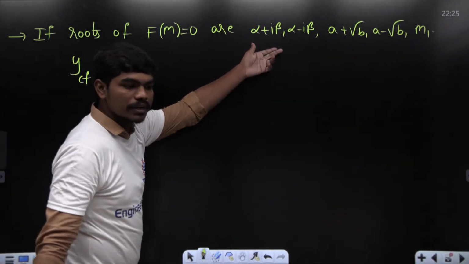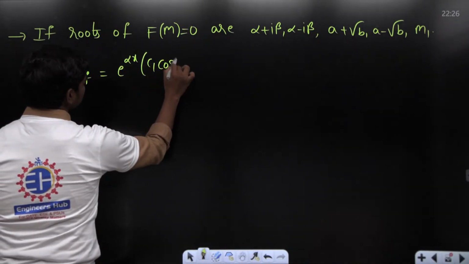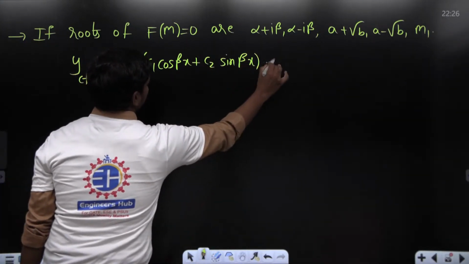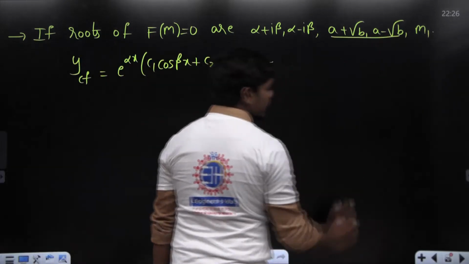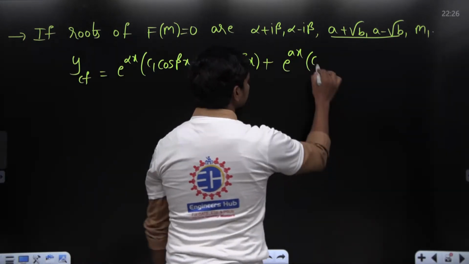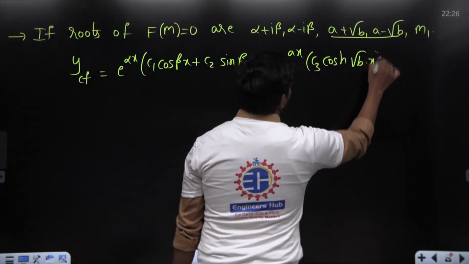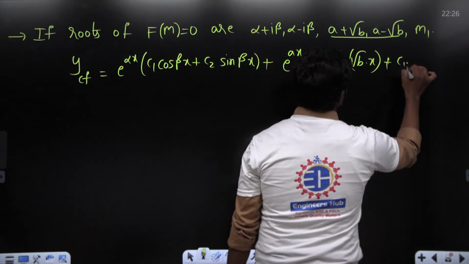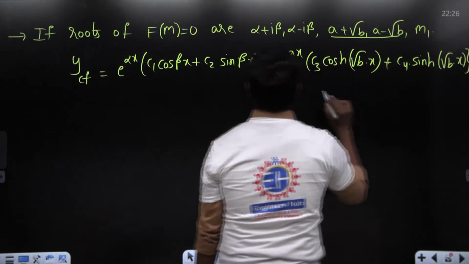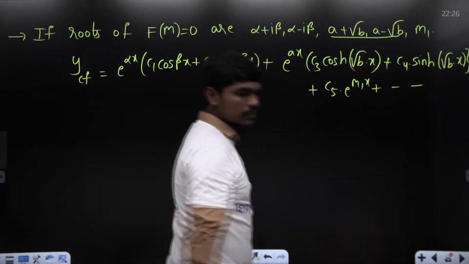Corresponding to this alpha plus i beta and alpha minus i beta, we can have e power alpha x into c1 cos beta x plus c2 sin beta x. Correct? Next, plus corresponding to these two roots, a plus and a minus, we have e power ax into c3, because two arbitrary constants we have already taken, cos hyperbolic of a x plus c4 sin hyperbolic of a x. This is one thing, plus c5 e power m1x and so on. Correct? Will you all agree with me?